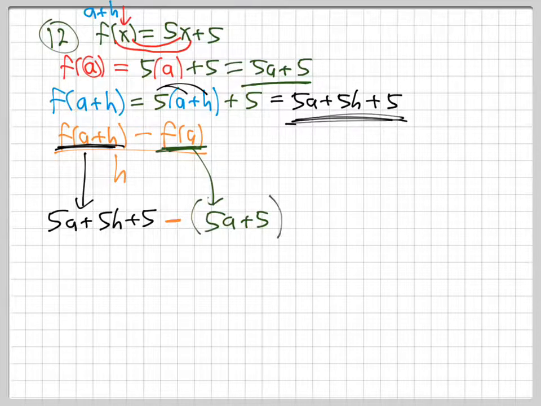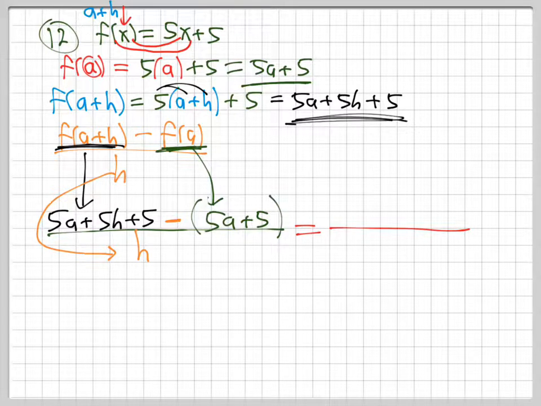So let's do that. All over, what goes on the bottom? H. So everybody see what we did? So we just took those pieces like a puzzle and put them together. F of A plus H, F of A subtracted over H. And then they want me to do a little algebra to clean that up.